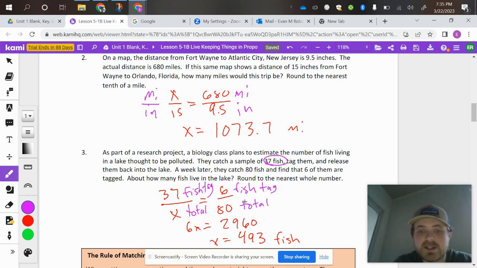An example of something that would not work would be something like x over 37 and 6 over 80, because that's fish tagged over total and then total over fish tagged. So we want to be consistent. Hopefully you're seeing that consistency piece play out here.